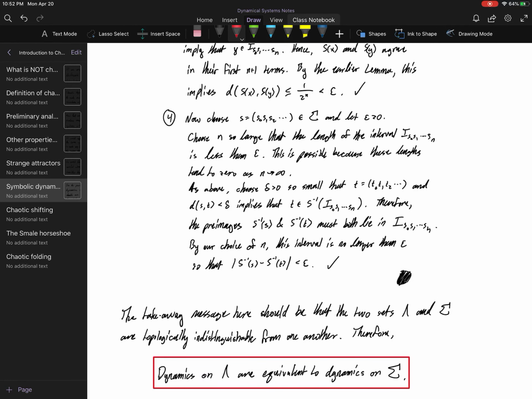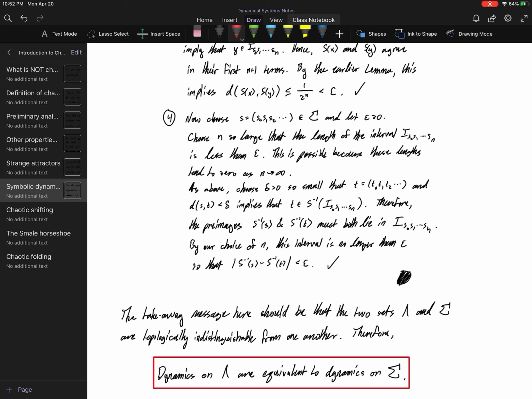Now we need to show that s inverse is continuous. So choose a particular sigma here. And that guy is going to be associated with a particular x value. We're going to go ahead and let epsilon be greater than 0. Again, choose it to be whatever you'd like. Go ahead. See if I care. Choose n so large that the length of the interval, this I sub S0, S1 out to Sn, is less than epsilon. This is possible due to our acknowledgement in the previous part that the lengths of these intervals have to tend to 0 as n goes to infinity.